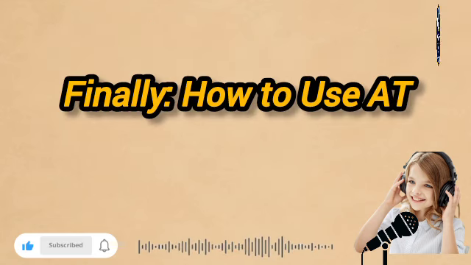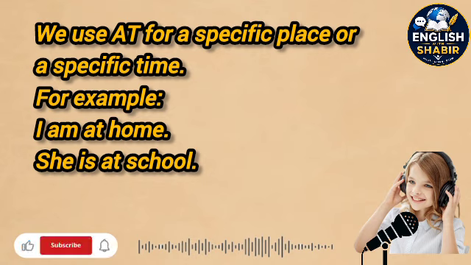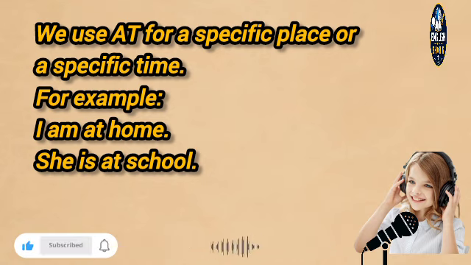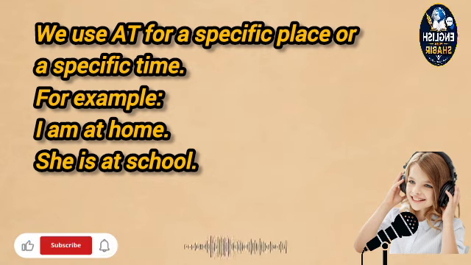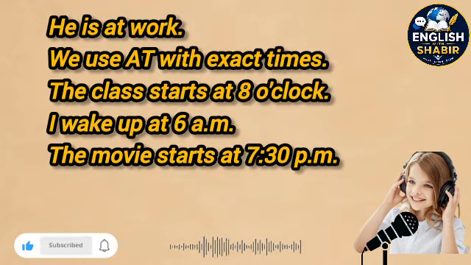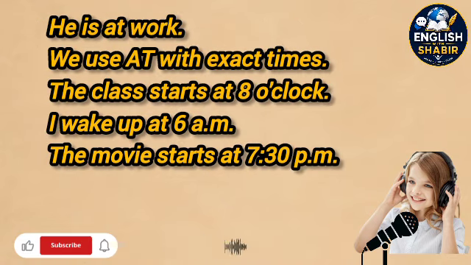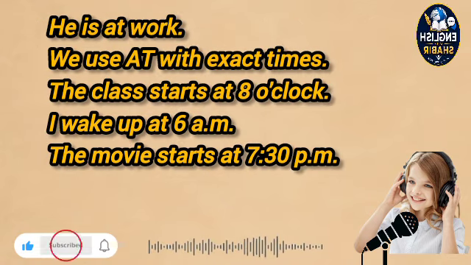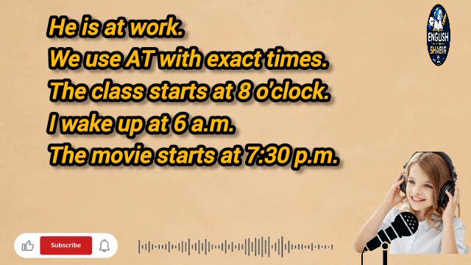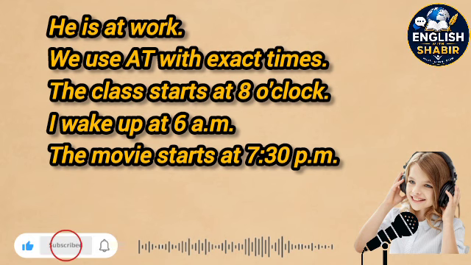Finally, how to use AT. We use AT for a specific place or a specific time. For example, I am at home. She is at school. He is at work. We use AT with exact times. The class starts at 8 o'clock. I wake up at 6 a.m. The movie starts at 7:30 p.m.